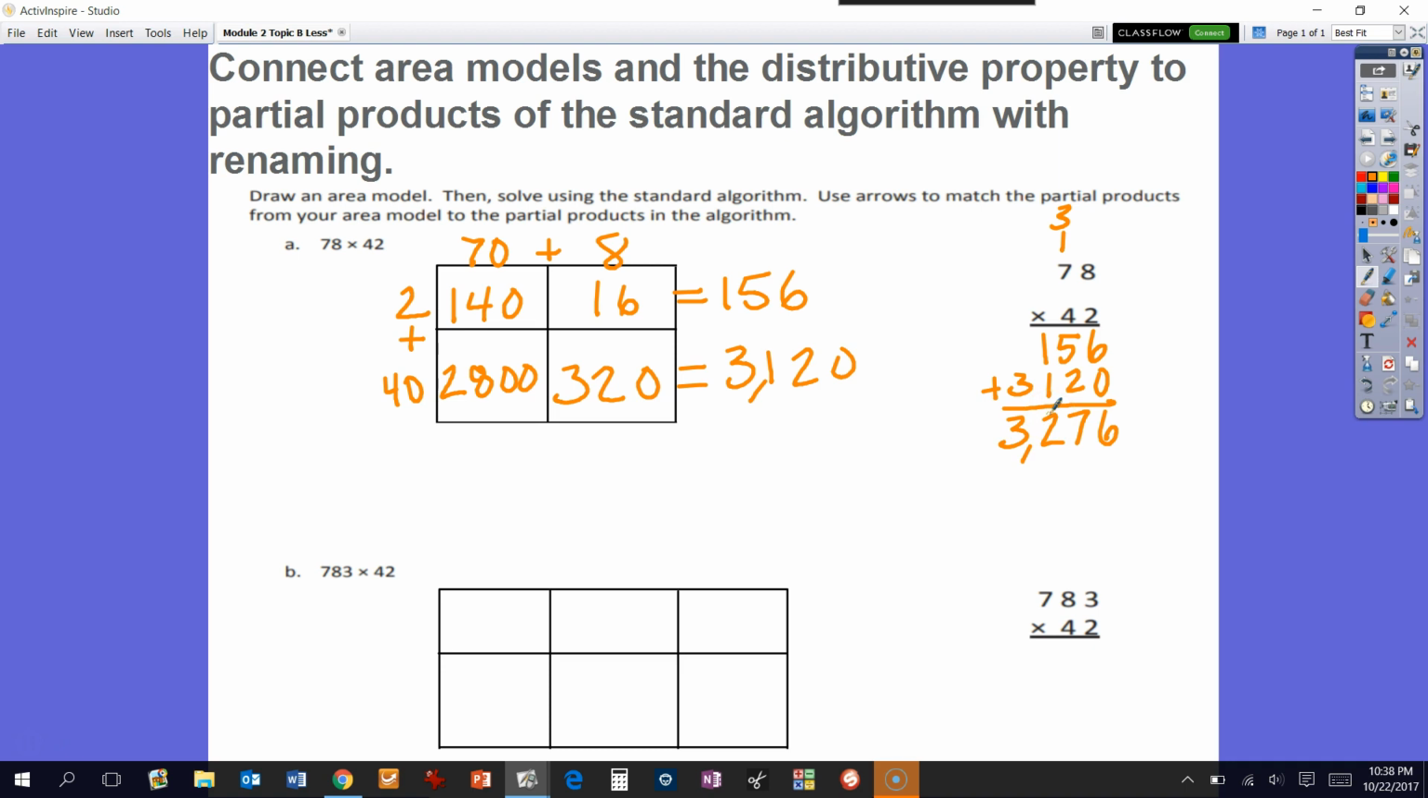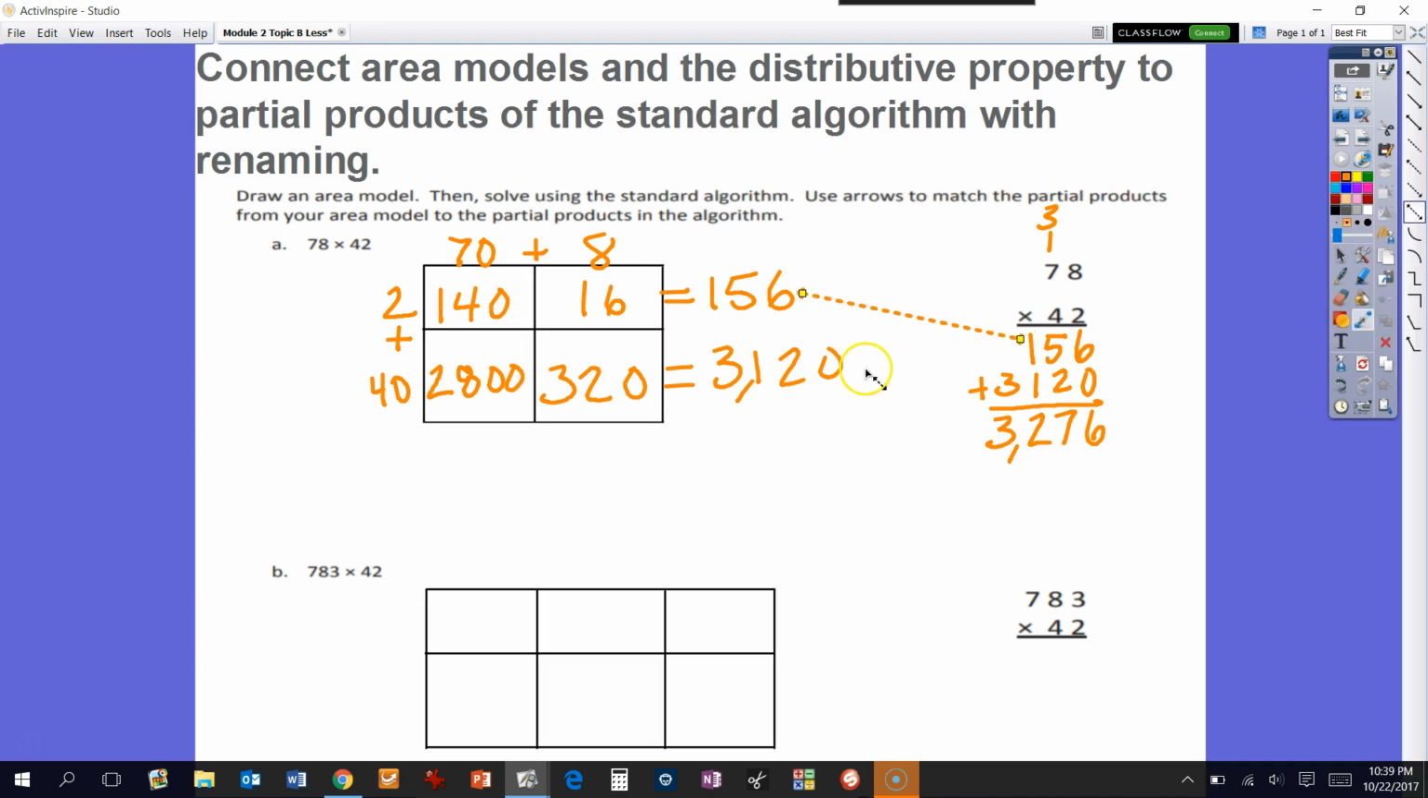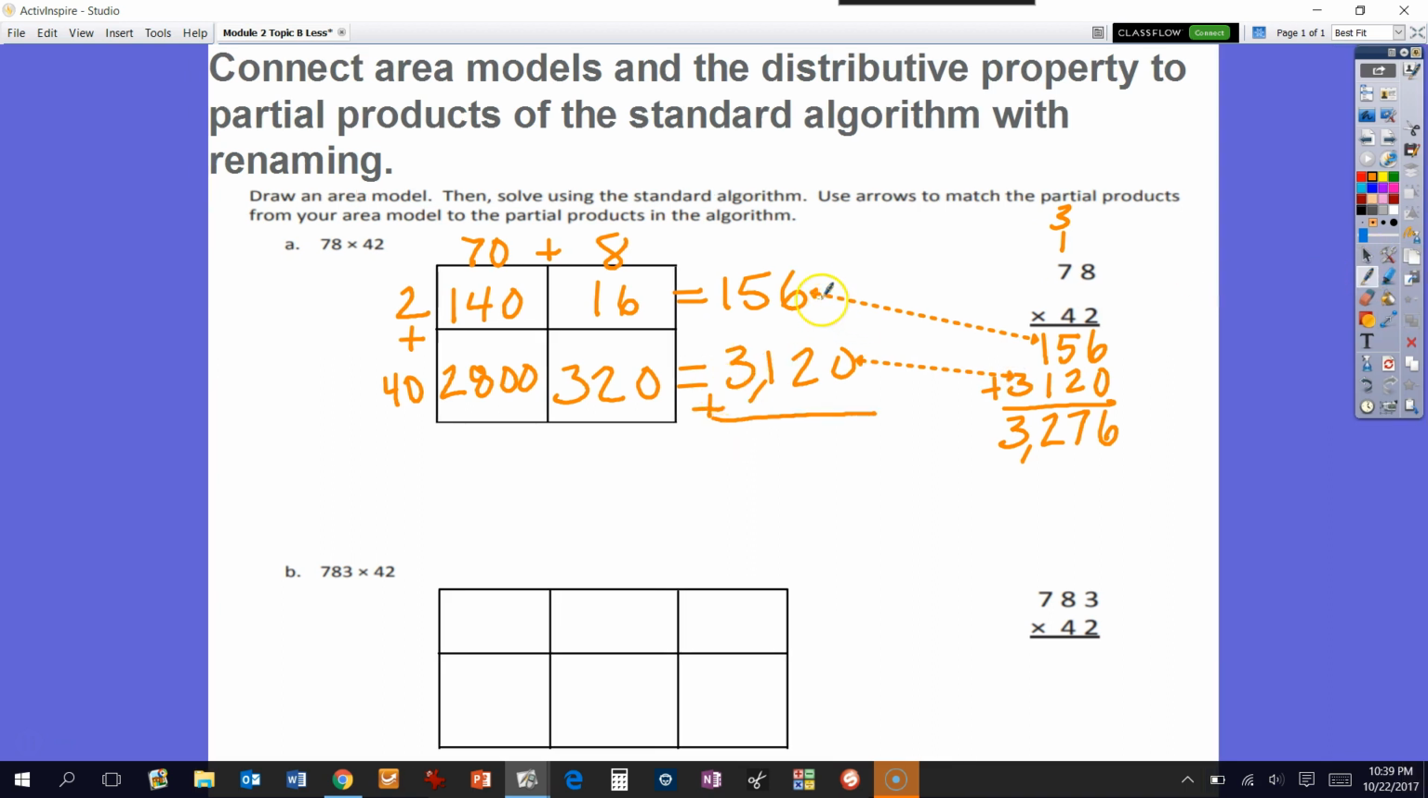Here's our final answer. And if you look at the directions, it says draw the area model. That's what we did here. Then solve using standard algorithm. And then we're going to use arrows to match the partial product from your area model. So let's go ahead and get our arrow. That's my partial product there, and that's my partial product there. And if I wanted to find my final product, I would have to add these up. Now remember, they're not lined up, so this is my ones, tens, hundreds. So you have to make sure that those numbers are lined up correctly.